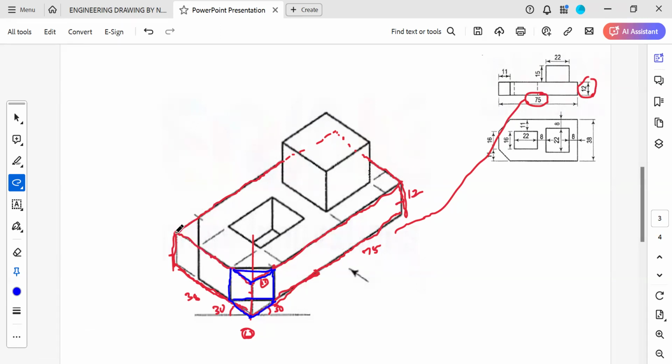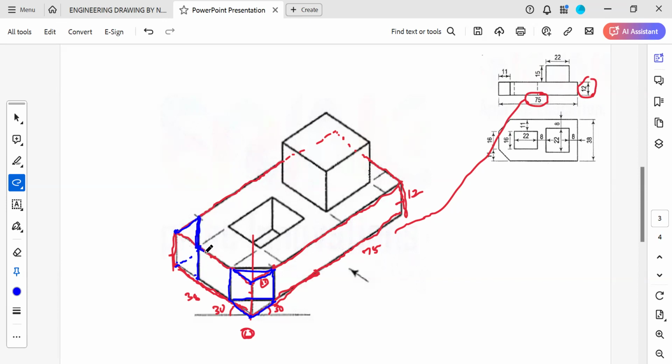From this corner you measure 11. So you join this point, you join this portion. Similarly, from this corner, no, it is not visible. So from this corner you measure 11. So you will get this point. So you draw a line vertical, parallel to the vertical axis.